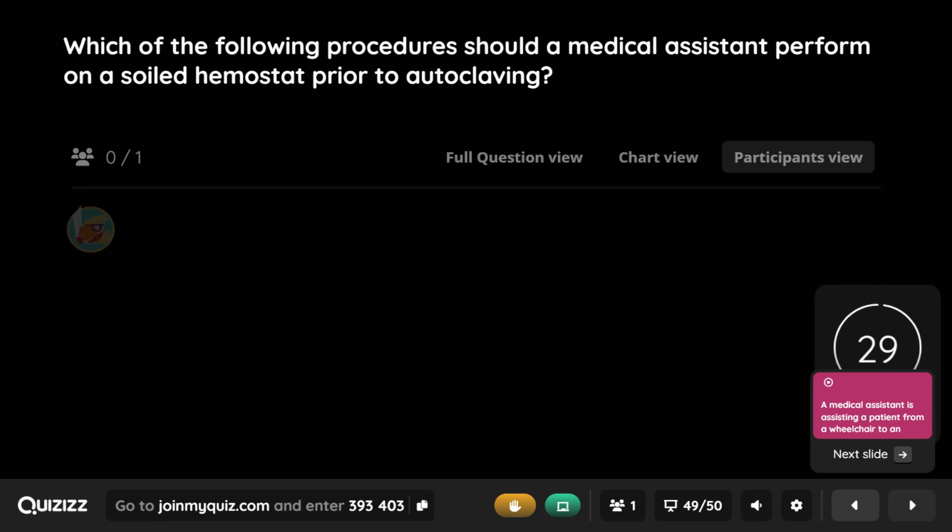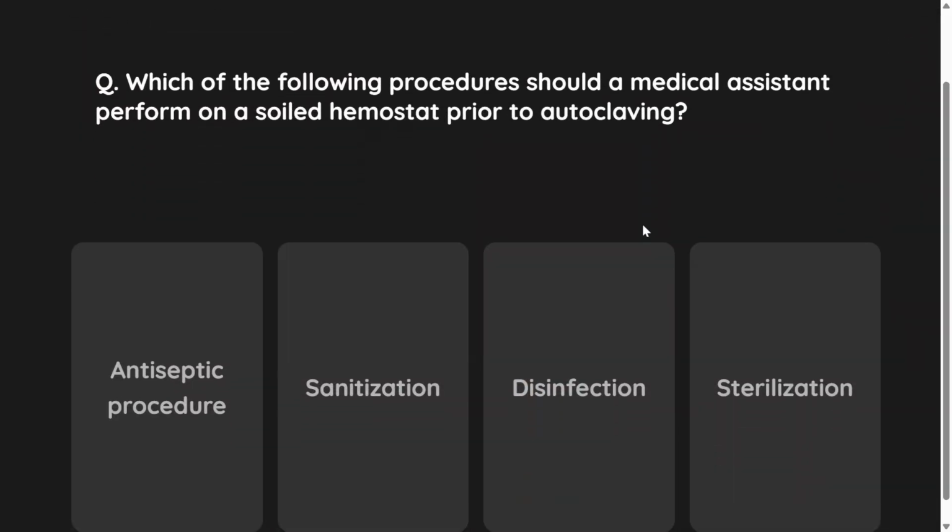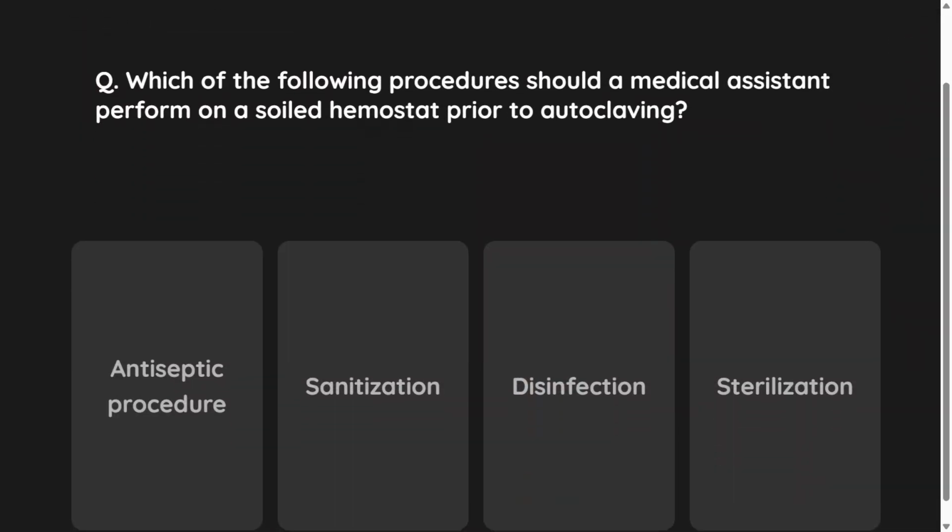Which of the following procedures should a medical assistant perform on a soiled hemostat prior to autoclaving? Would it be antiseptic procedure, sanitization, disinfection, or sterilization? Again, which of the following procedures should an MA perform on a soiled hemostat prior to autoclaving? Antiseptic procedures, sanitizing, disinfecting, or sterilizing? Which one do you think?